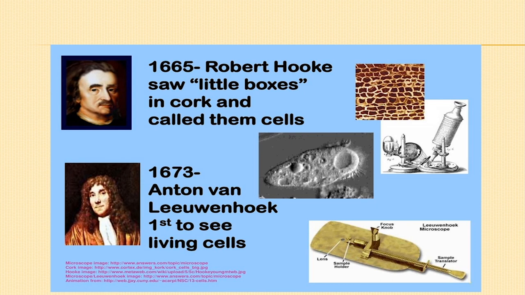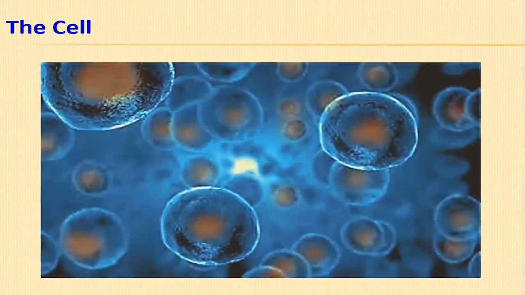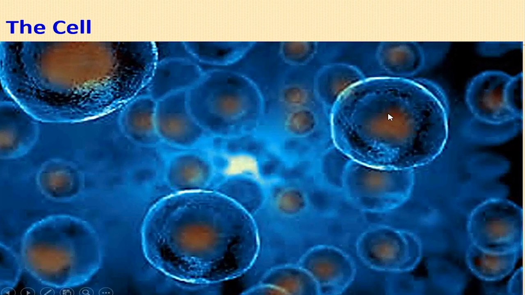In the 17th century, Robert Hooke observed some box-like material in cork and called them cells. Then in 1673, Anton van Leeuwenhoek was the first scientist to see living cells under the microscope. Now we see the cell. For example, you can see a number of cells in this diagram.